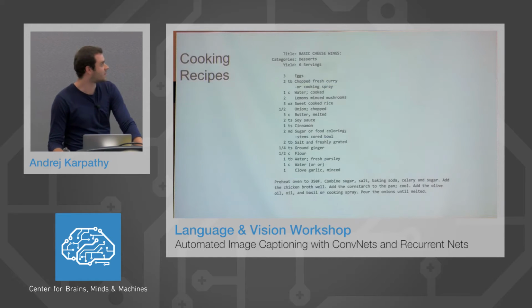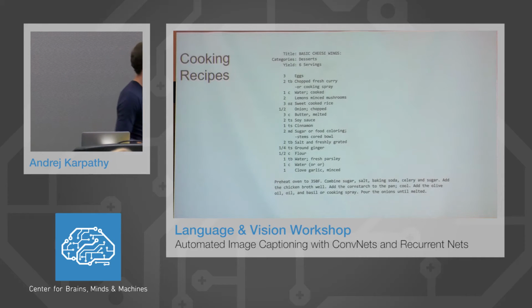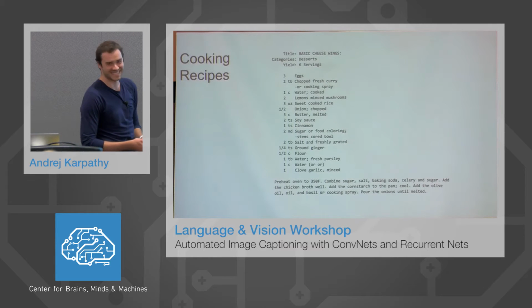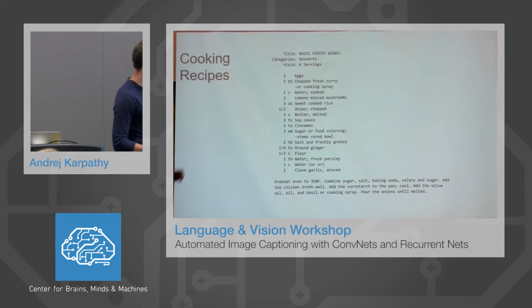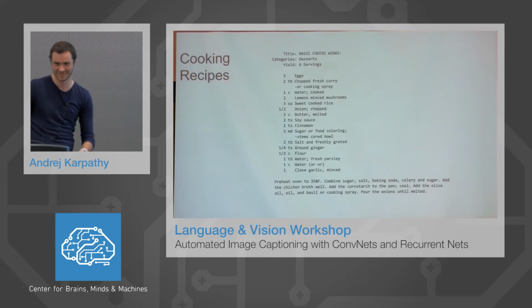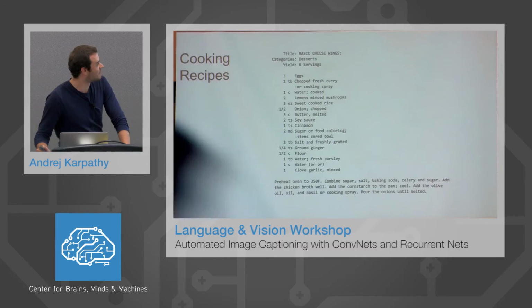People trained it on books of cooking recipes. So here's a sampled recipe. This is for a basic cheese wings, and it's a dessert. It makes 6 servings, and you need a whole bunch of stuff. The way you make it is you preheat the oven to 350 Fahrenheit, and you combine sugar, salt, baking soda, celery, and sugar. You add the chicken broth, well. Then you add cornstarch to the pan, you cool, you add olive oil and cooking spray, and then you pour onions until melted, and you're done. So that's how you create a basic cheese wings.